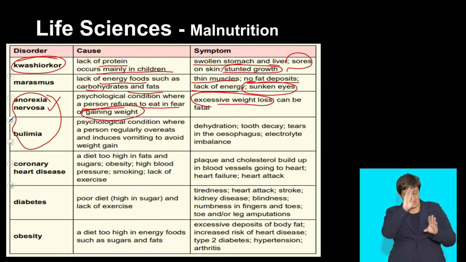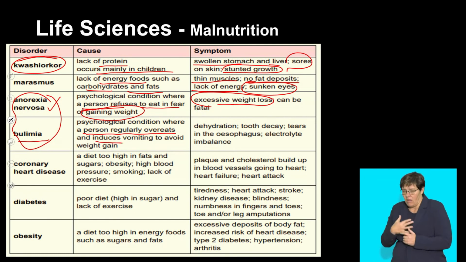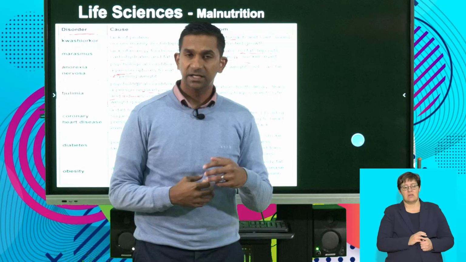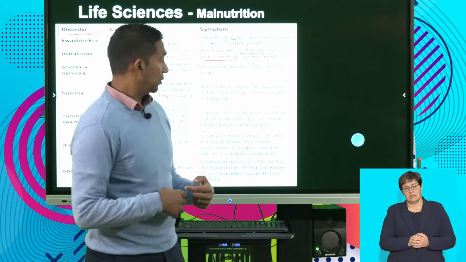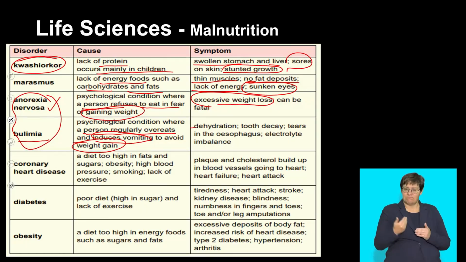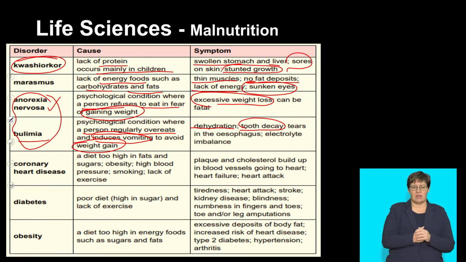Another psychological condition is called bulimia. Again, it is a condition where a person regularly overeats and then induces vomiting to avoid gaining weight. Again, the fear of gaining weight will cause them to induce vomiting. These individuals often are dehydrated, show tooth decay, there is damage of the esophagus, and often have an electrolyte imbalance.